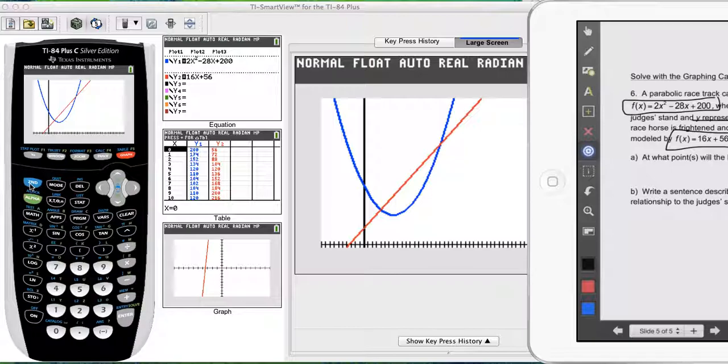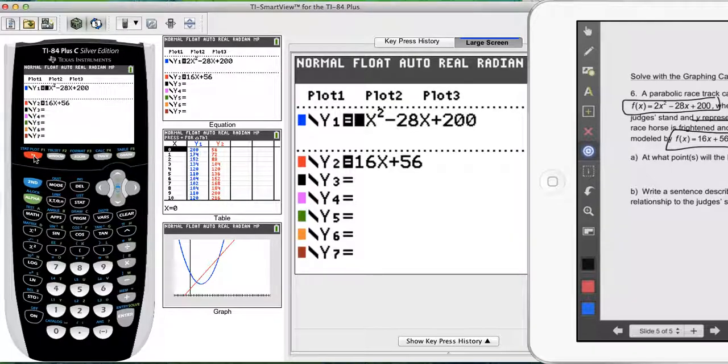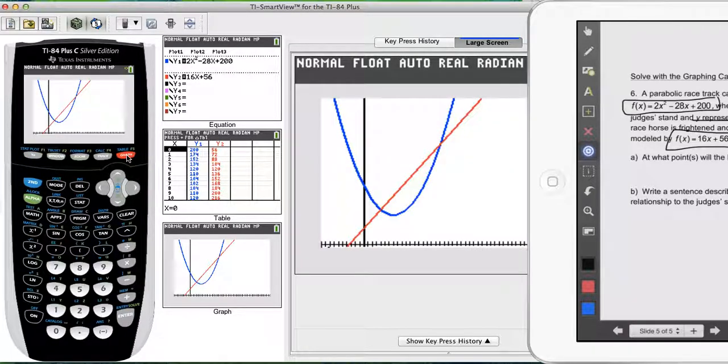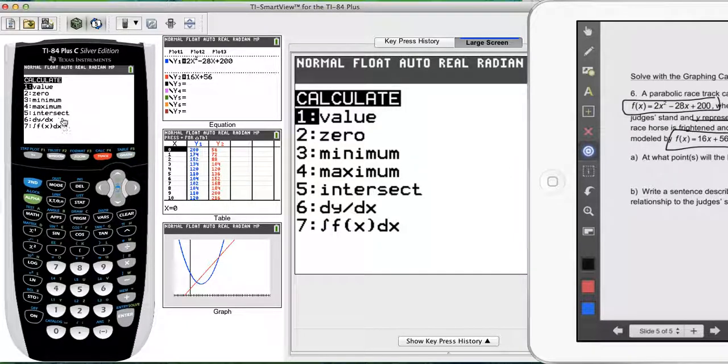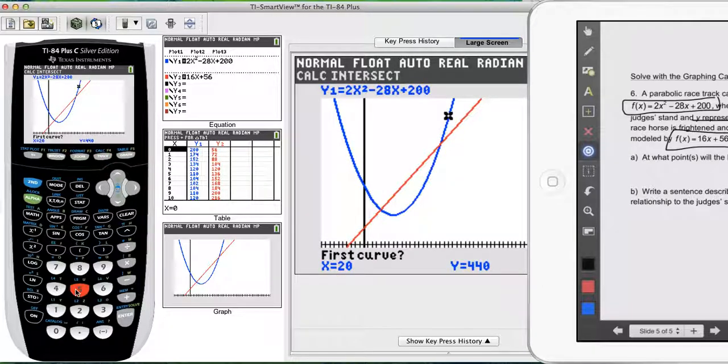So far, you put the first equation in y1, the second equation in y2, and you graph it to see the intersection between the two equations, okay? Now you want the intersection because they want to know when the horse will cross the track. So you go to second trace and you go to number 5, which is intersect. You move the cursor to where the first intersection is at. It doesn't have to be 100% precise as long as you're close to it, and press enter 3 times.